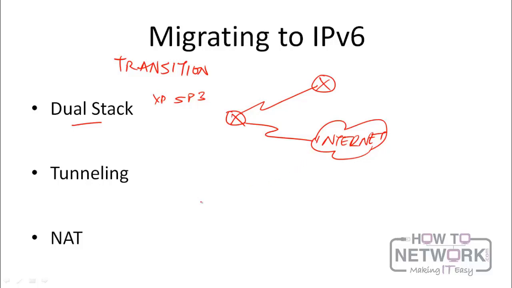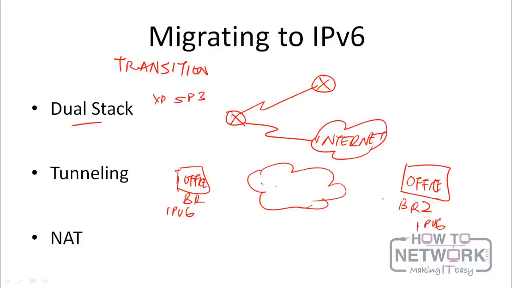Next one is tunneling. So it's possible that you have your office. So this is the office. This is like the branch. And then you have another office, which is like the second branch. And they're both running IP version 6, but the service provider on your WAN link is running IP version 4. So what happens is that you can have your router here that would tunnel your IP version 6 traffic through an IP version 4 network. And then when it gets to the other end, it's converted back to IP version 6 traffic. So you can tunnel IP version 6 traffic in an IP version 4 network.